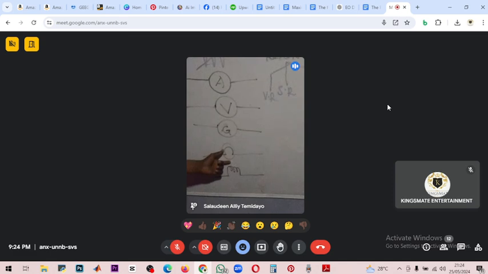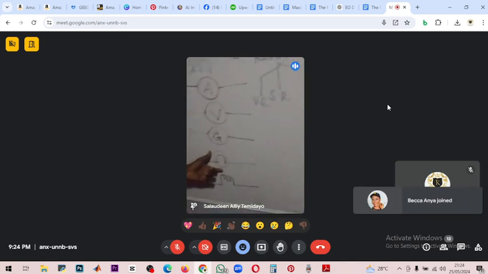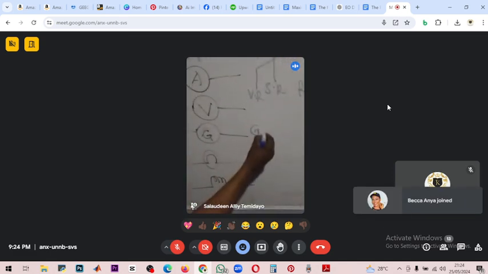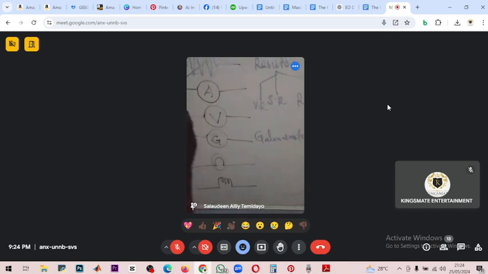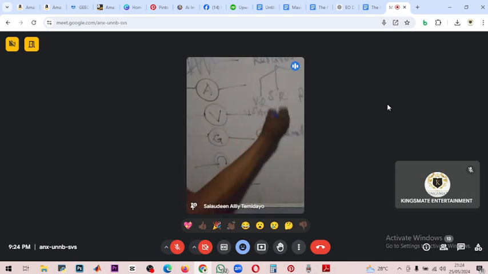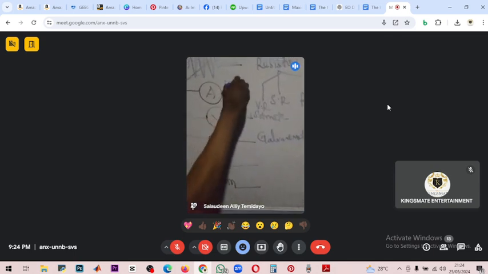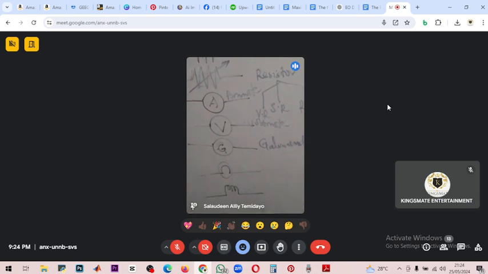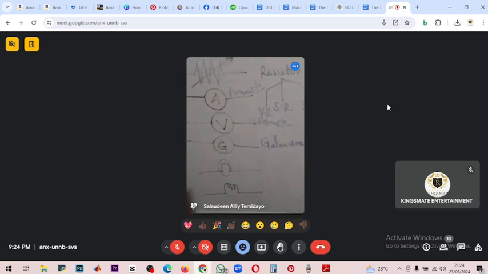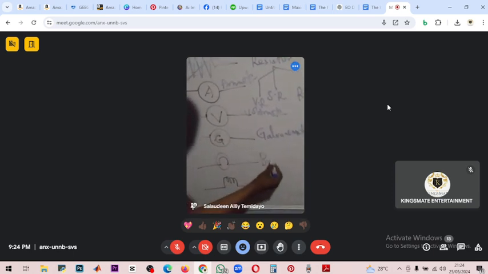This is the symbol for bulb. We call it bulb or filament. This is the galvanometer. This is the voltmeter. This is the ammeter. This is the bulb or filament.